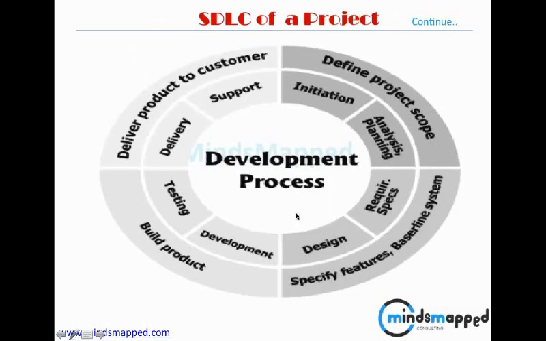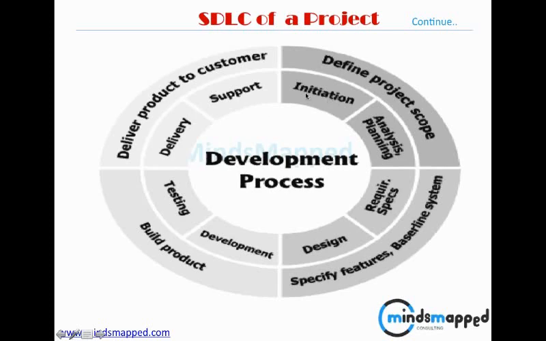So the overall software development is divided into four sections, if you will. First is your defined project scope. Second is your specify features, baseline system, build the product and deliver product to the customer. These are the four high level sections from the software development lifecycle perspective. We don't use exact words, but you will see most of this activity being performed.